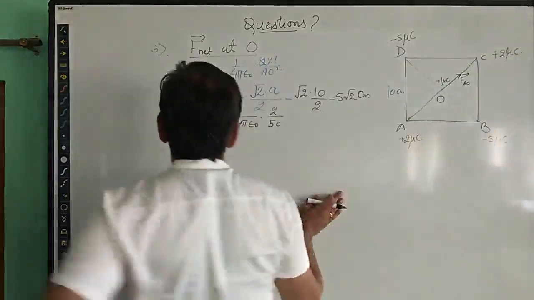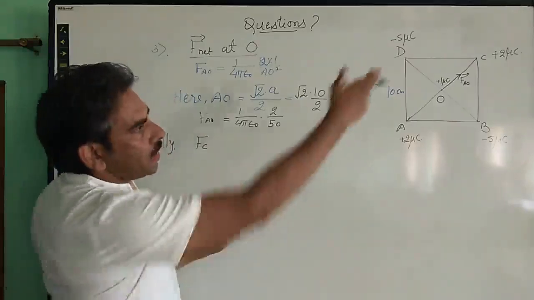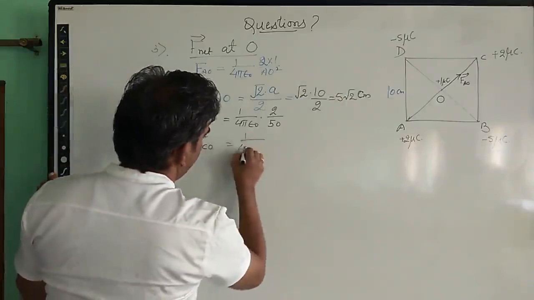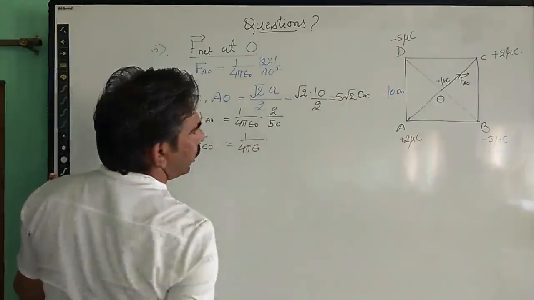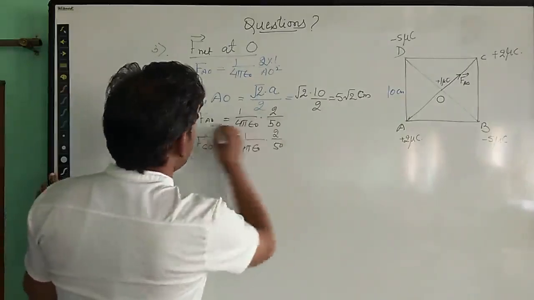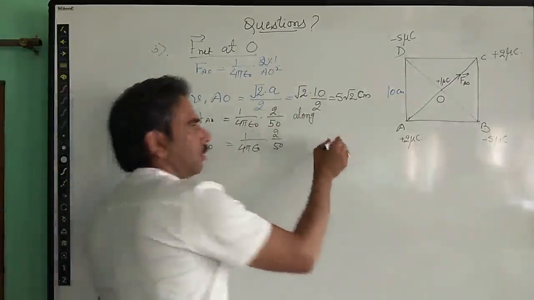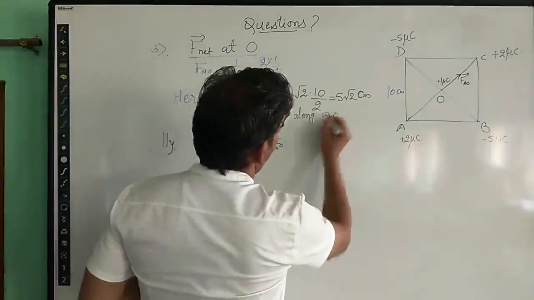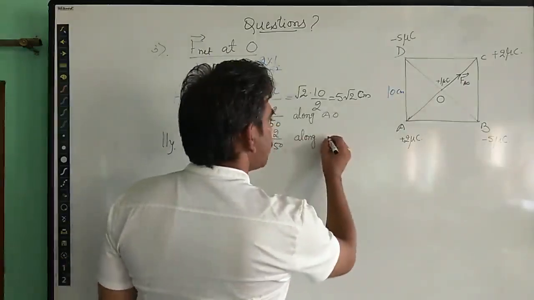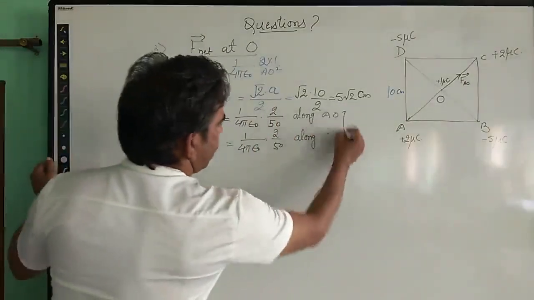Similarly, we can write the force due to charge placed at point C, which is of same magnitude and of same polarity. So FCO is equal to 1 upon 4 pi epsilon naught into 2 upon 50. This earlier force was along AO, and this force due to charge at C will be along CO. So these two directions are opposite to each other. So this thing is to be kept in mind.